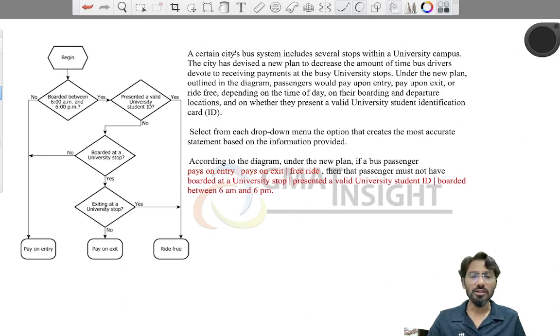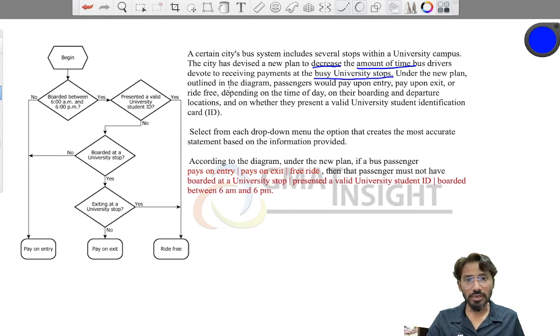Let's see. A certain city's bus system includes several stops within a university campus. The city has devised a new plan to decrease the amount of time that the bus driver devotes to receiving payments at the busy university stop. Alright, so here let's just keep taking the notes of things. The city has devised a new plan to decrease the amount of time that the bus driver devotes to receiving payment at the busy university stops.